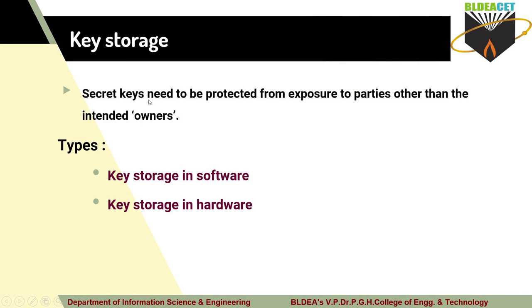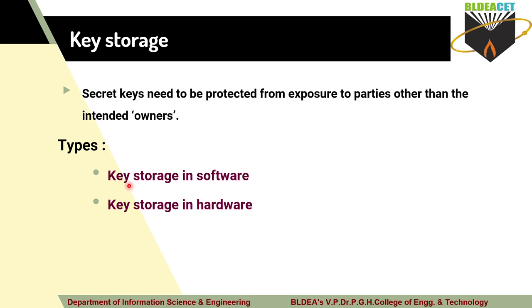Secret keys need to be protected from exposure to parties other than the intended owners, because we need to provide security. For providing security we are using secret keys, and those secret keys also have to be protected from others accessing them. That's why the caution is how to store the keys to prevent exposure to anyone other than those two parties. For storing the keys there are two types.